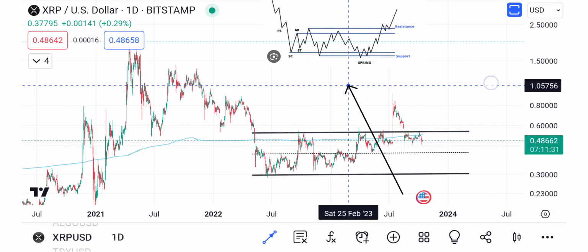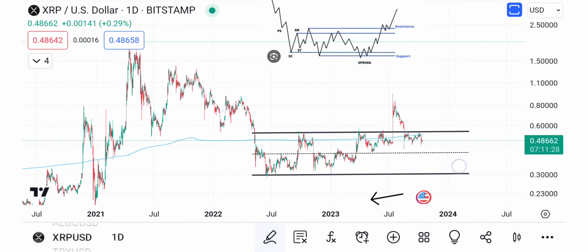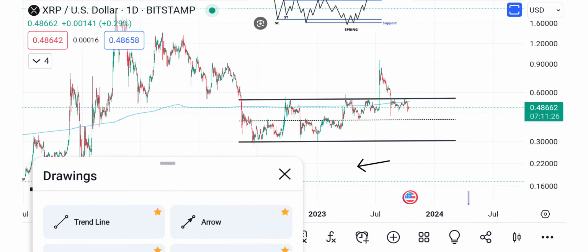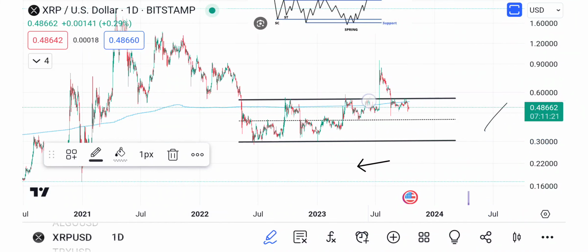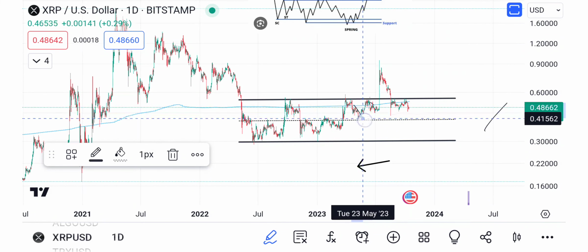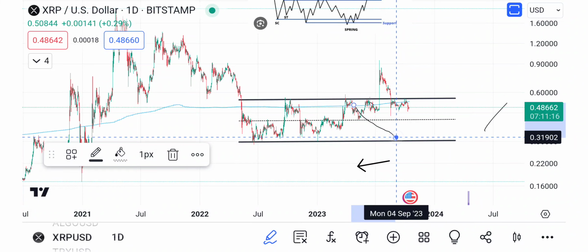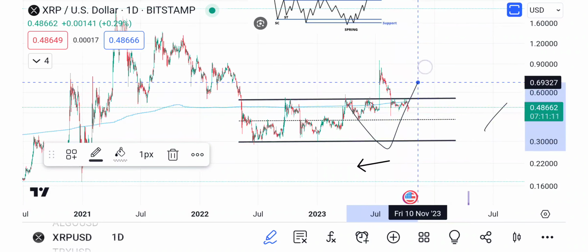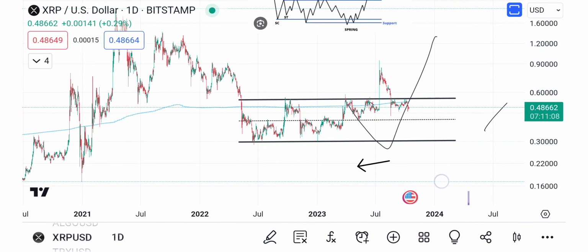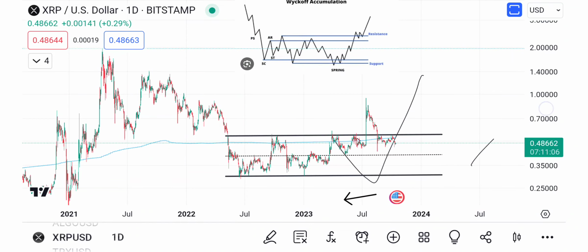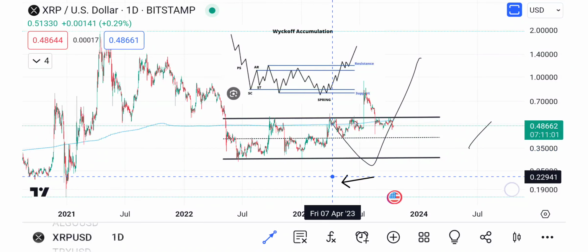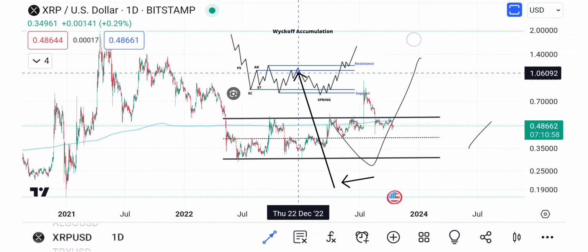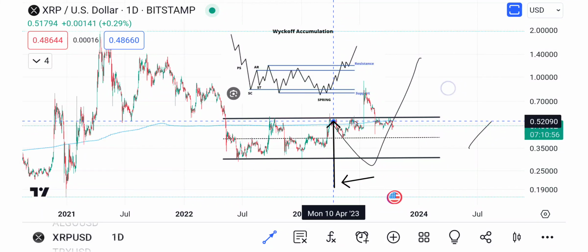So my thought process was, okay, we're going to come down now, right here. And this is going to be the spring. Right there. And then we're going to go to the upside. That's what I thought was going to happen. But that didn't happen. Let me show you. We come up to resistance.